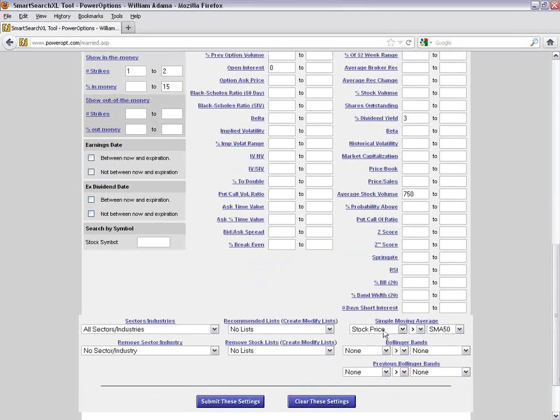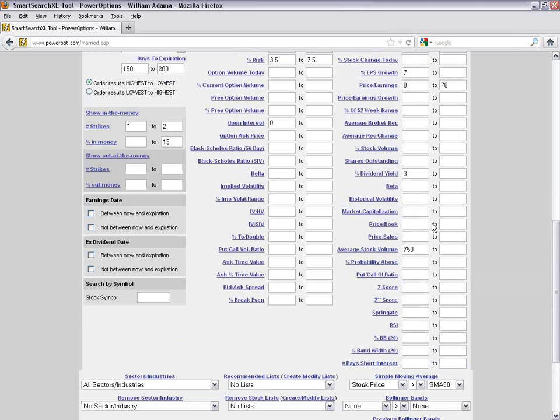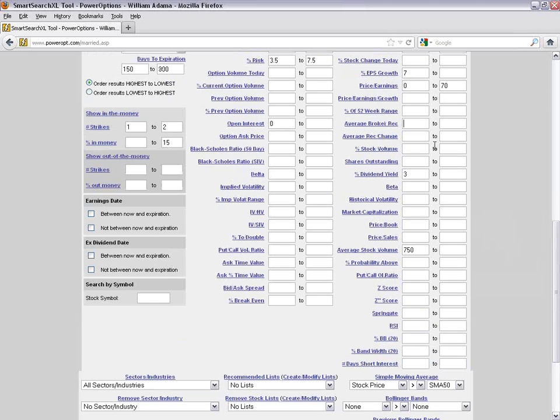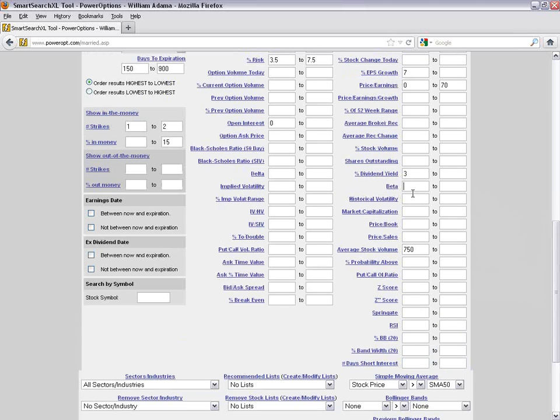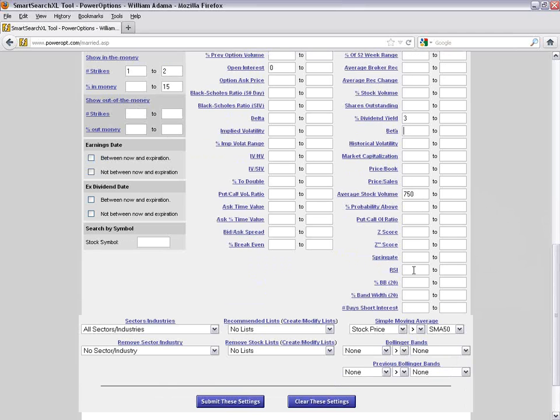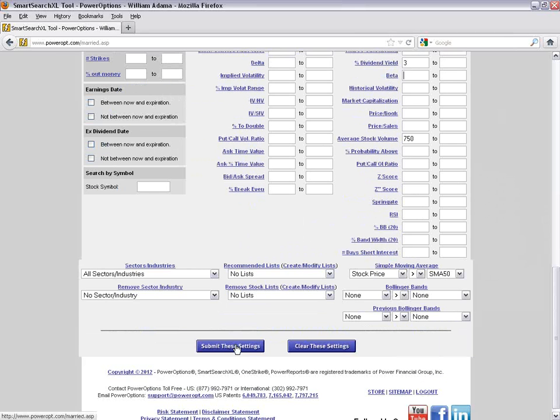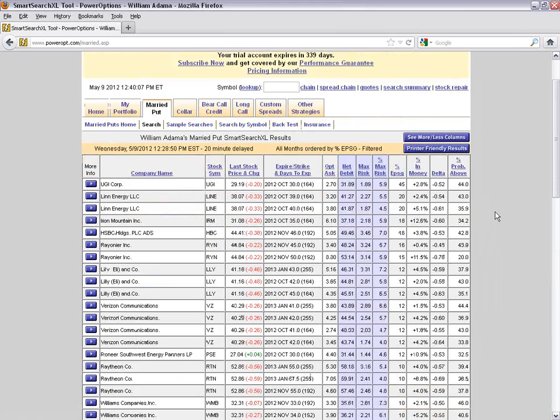Now, of course, we do still want to look for a stock trading in an uptrend. That might also be a problem hindering our results right now. We know that we've been in a pullback the last few days. But if you do use average broker recommendation, or if you do like to use beta, for example, you can put those in as well. Now, let's go ahead and submit this dividend search. All we did is change it to no list, but we put in some of those other fundamental criteria.